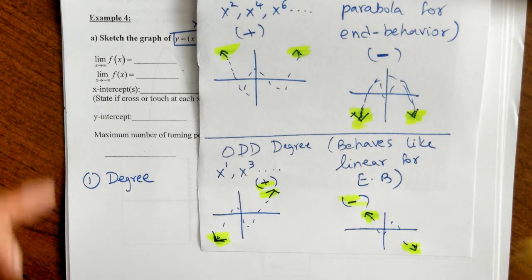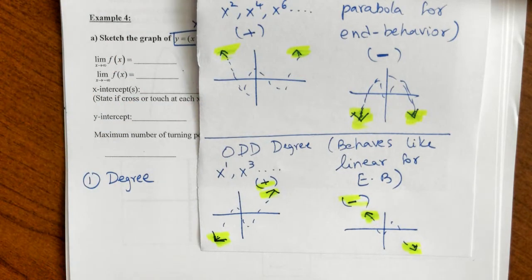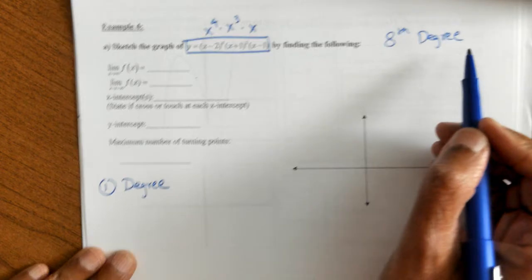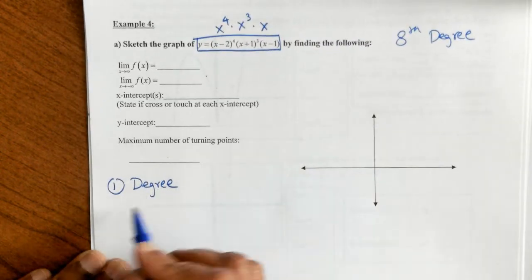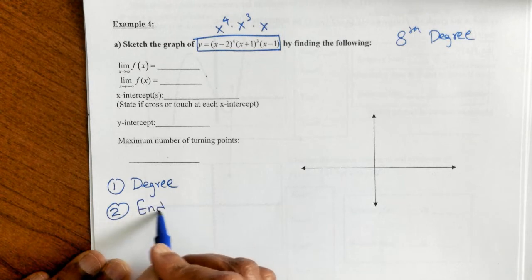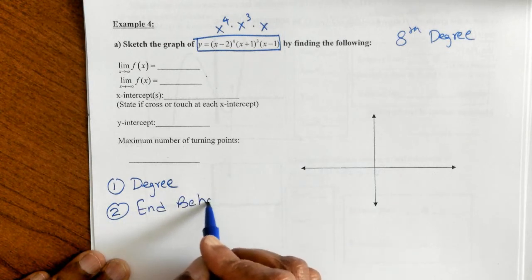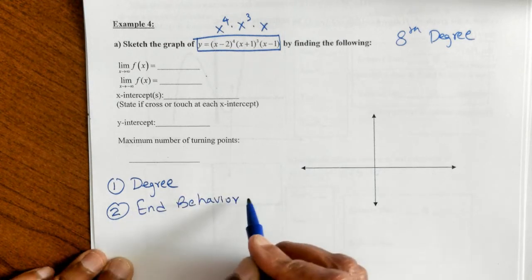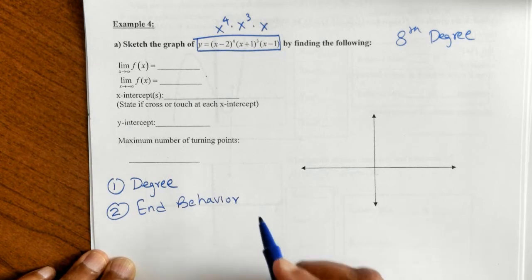So that is your scoop about what the end behavior of a polynomial is based on the degree of the polynomial. So this is an 8th degree polynomial. That's the first thing you're going to find, and based on that, you're going to find the end behavior.